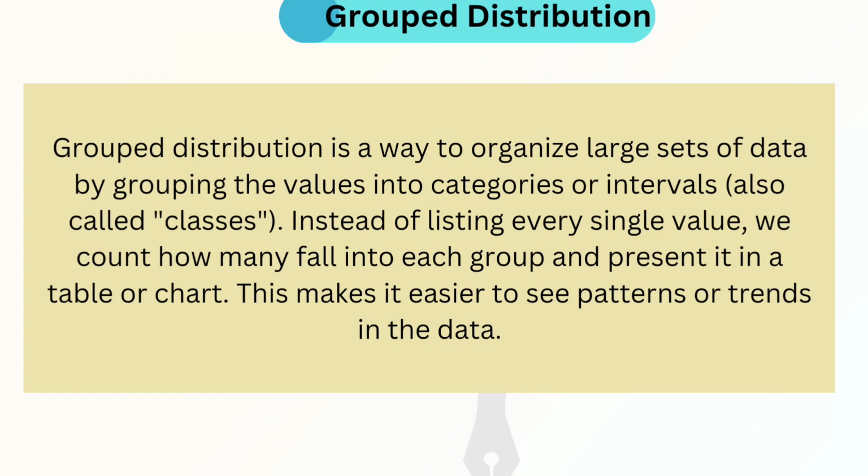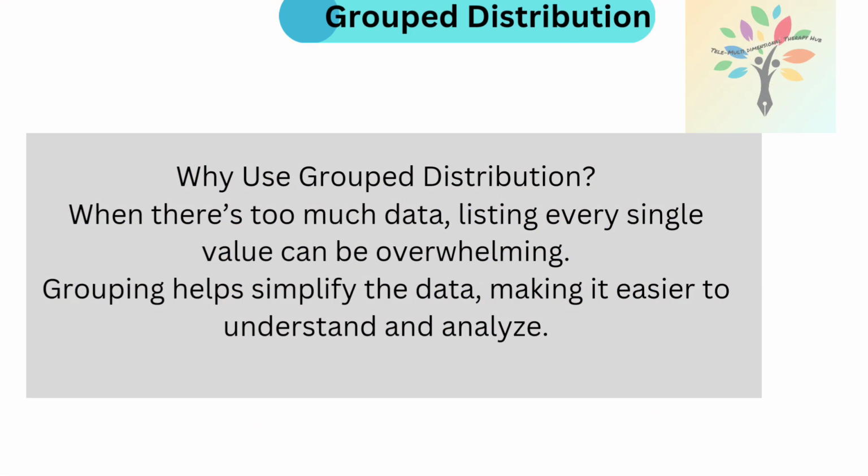So the next is grouped distribution. Grouped distribution is a way to organize a large set of data by grouping the values into categories or intervals, that means classes. Instead of listing every single value, we count how many fall into each group and present it in a table or chart. That makes it easier to see patterns or trends in the data. So why do we use grouped data? When there is too much data, listing every single value can be overwhelming. So grouping helps simplify the data, making it easier to understand and analyze.